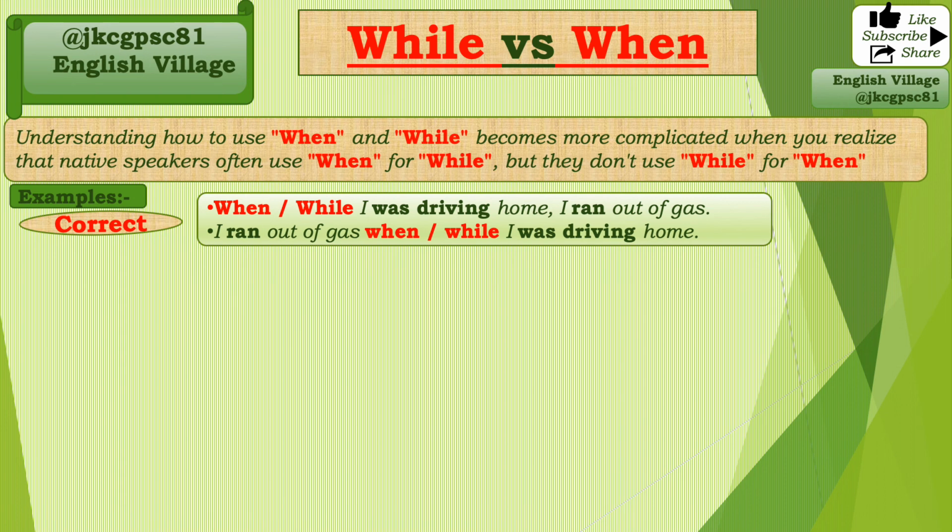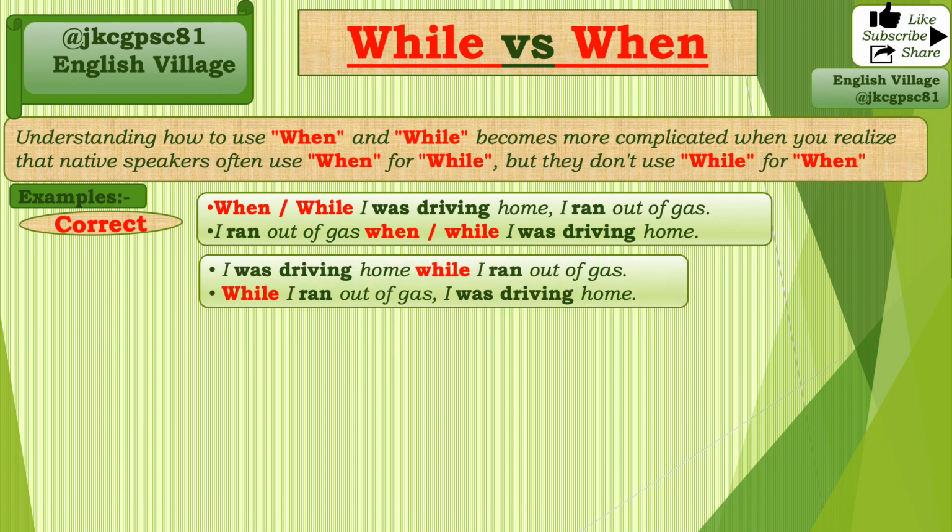Let's have some more examples. I was driving home while I ran out of gas. While I ran out of gas, I was driving home. This is the incorrect way of saying. We do not have to use while in this sentence.